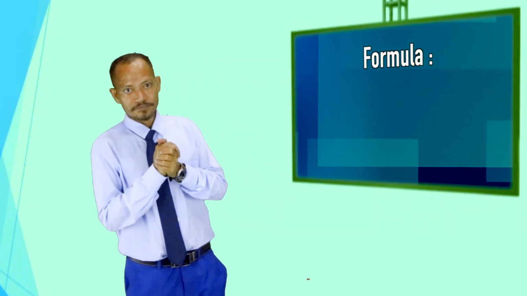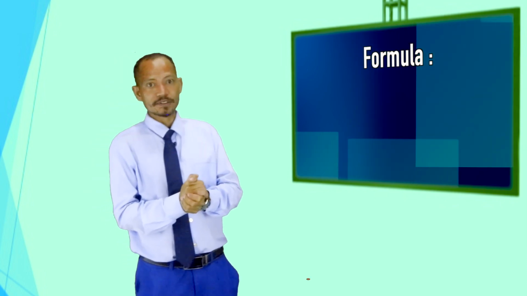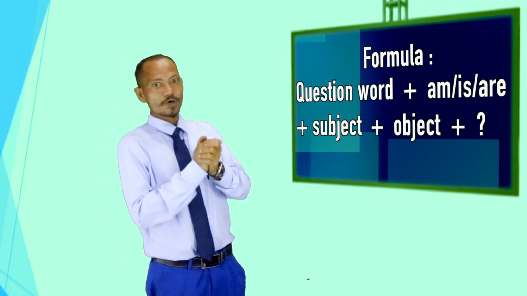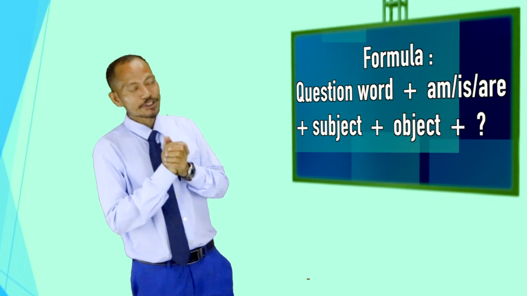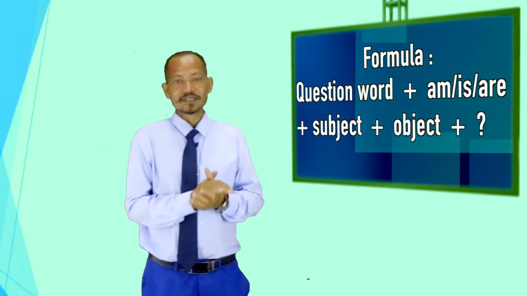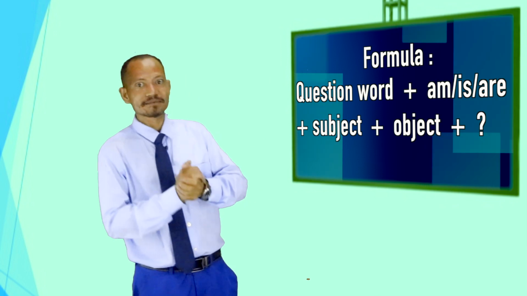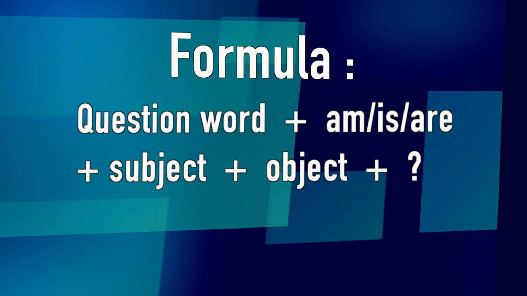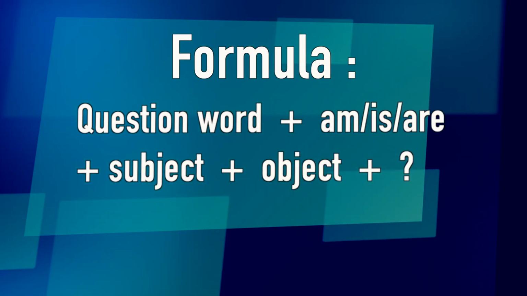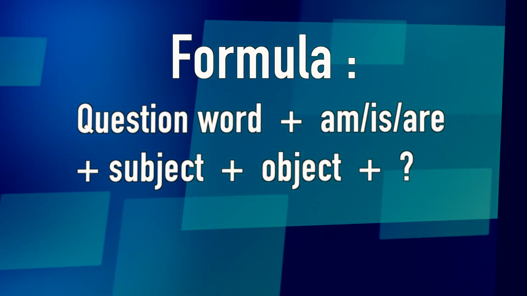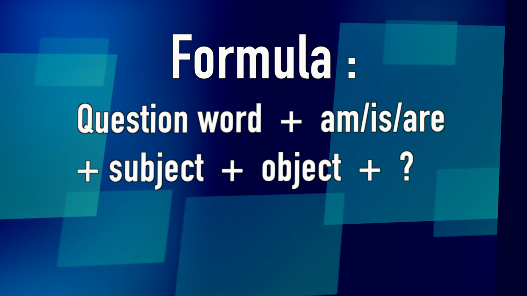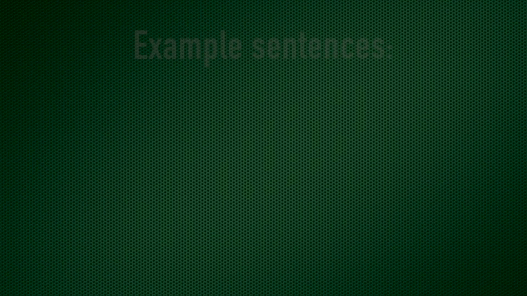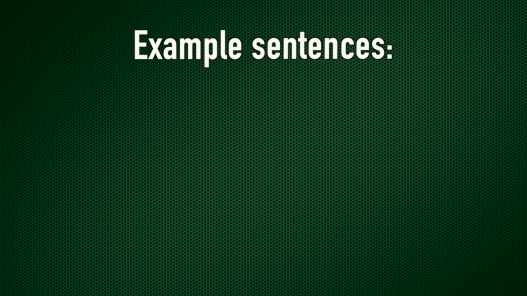Okay, now let's have a look at the formula for the first part. You see, question word plus to-be verbs am, is, are, and then followed by subject plus object plus question mark or interrogative. Please look at the three example questions here according to the formula.